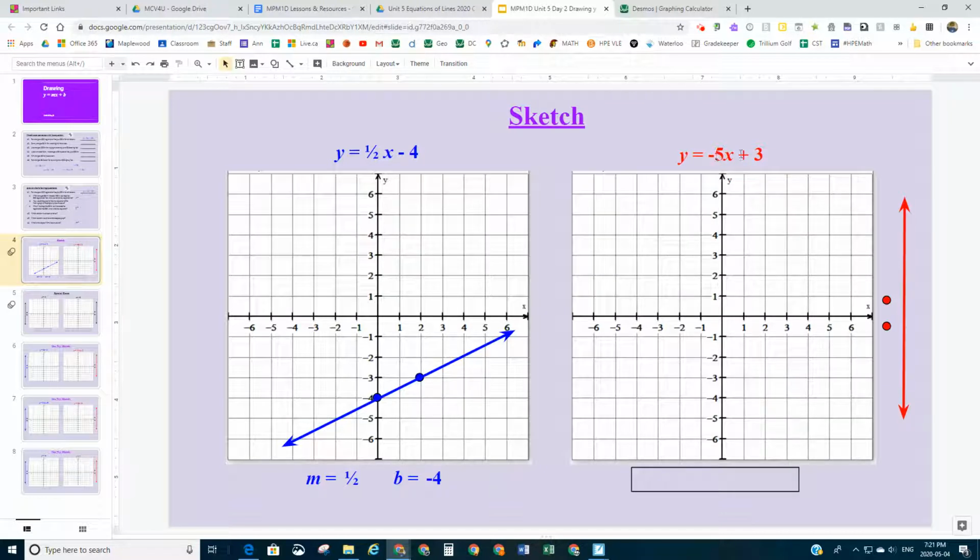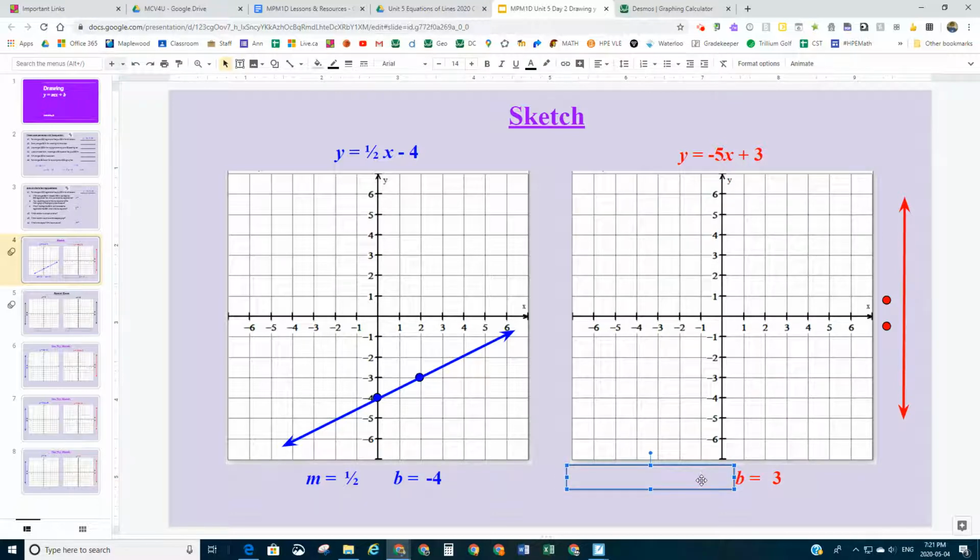Again, y equals mx plus b. The m is -5 and the b is 3. So there's our b is 3. And for -5, remember, to graph this, we need a rise and a run. So we need to change -5 into a fraction. The previous one was already a fraction, so it's easy to see the rise and run. This one is -5. Well, -5 is the fraction -5 over 1. So that means we're going to rise -5 and run 1.